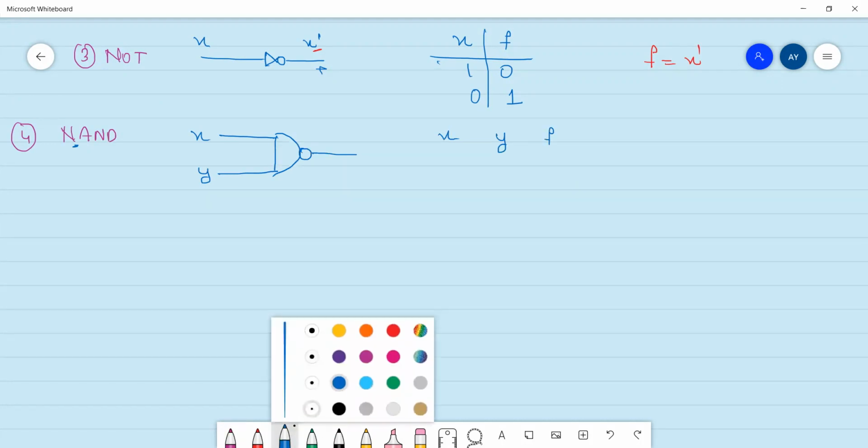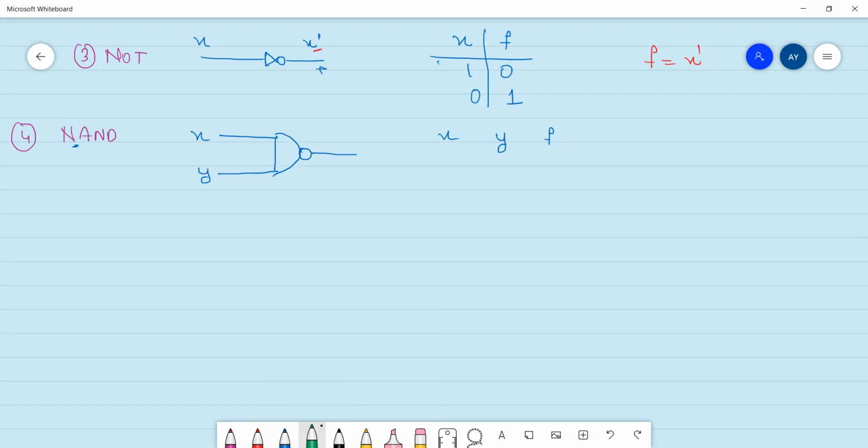Coming to the truth table, what will that be? You'll have 1 1 1 0 0 1 0 0. So we are talking about NAND. What is NAND? Negation of AND. So what is actually AND? Whenever you have two truths, then you'll have true, otherwise it is false.